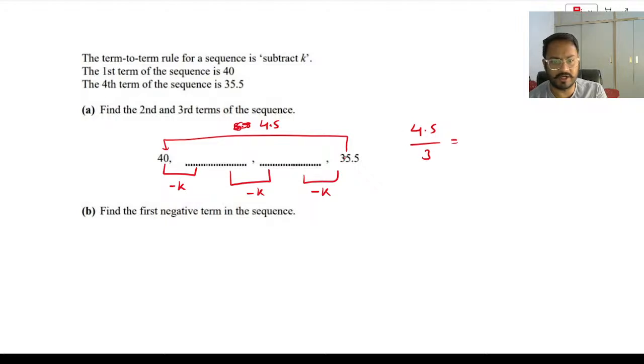And because 35.5 minus 40 will be negative, your answer will be minus of 1.5. If you divide it, you will get minus of 1.5. So basically I will write minus of 1.5.